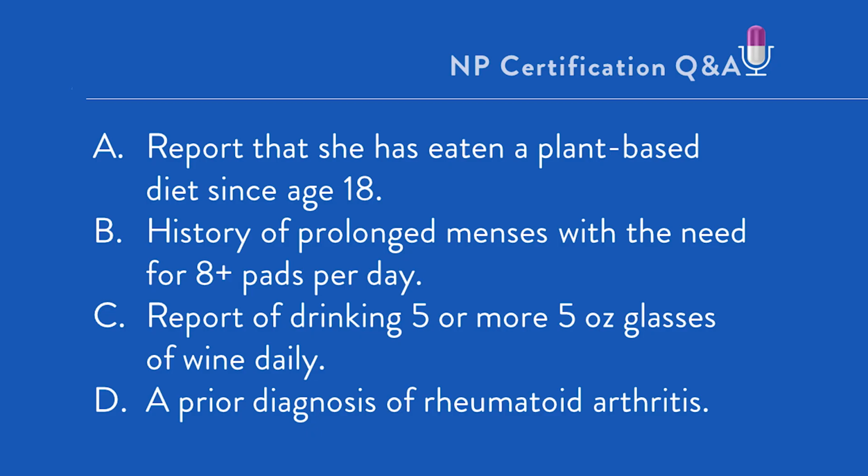A, a report that she has eaten a plant-based diet since age 18, or another way of putting that, a vegan diet. B, history of prolonged menses with the need for 8+ pads per day. C, report of drinking 5 or more 5-ounce glasses of wine daily. D, a prior diagnosis of rheumatoid arthritis.